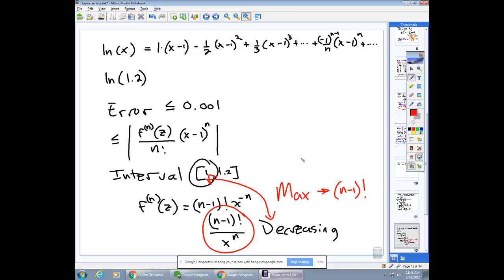So coming up here into my formula, this thing with the magic number z is always less than or equal to the max. So now we have the absolute value of our max, n minus 1 factorial, divided by n factorial. And our x value here is 1.2, so I'm going to have my 1.2 as my x value. Notice x and z are not the same number. I used two different variables there. z is a magic number, x is the number I'm interested in. So 1.2 minus 1 to the power n.